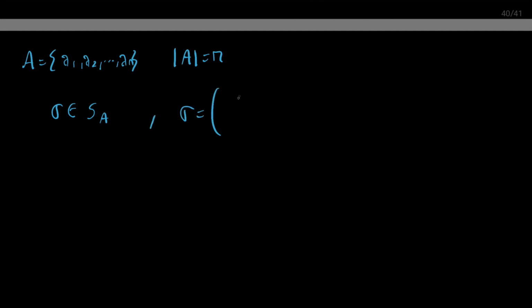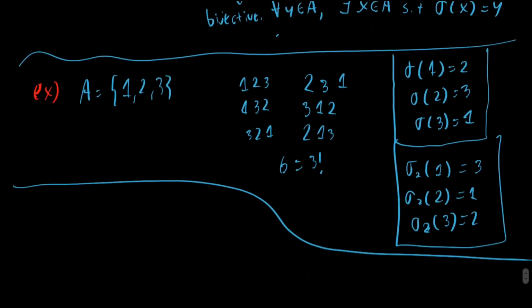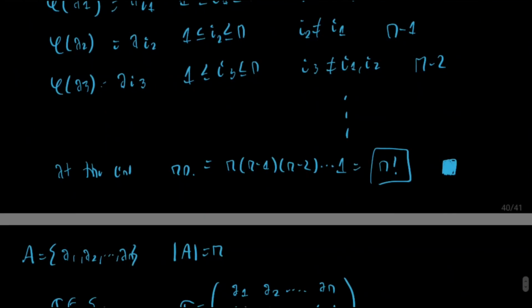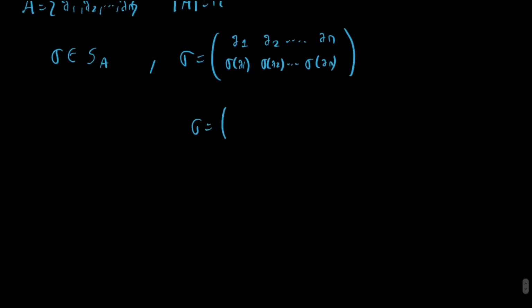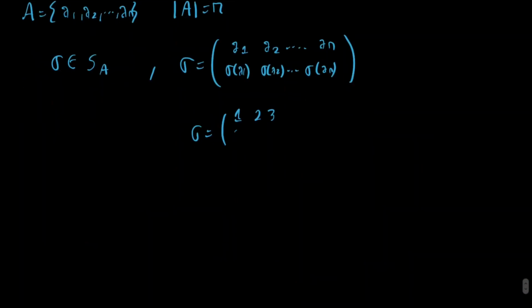We will denote it with the following sort of array notation, we could call it. Basically we will put the array in the original ordering on the top, and then on the bottom the image of each one of the elements of the original ordering. So for example, in the example that we gave above, let's call this permutation sigma, from the old example, that would be 1, 2, 3, and then on the bottom we will have 2, 3, 1. So this is an example of how we will use this notation.